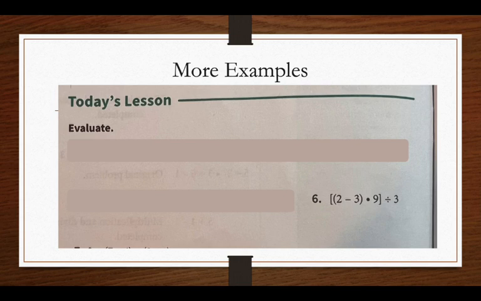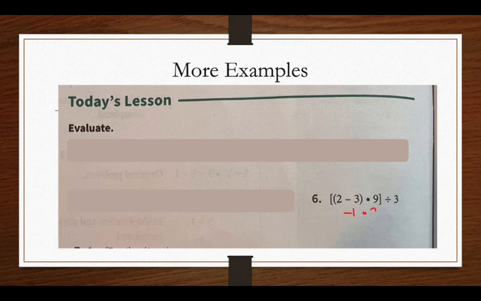All right. What do I do first over here on number 6? Why do I do that first? Well, there are parentheses, so you do the innermost, and the innermost grouping is that one. So what's 2 minus 3? Negative 1. Careful, negative 1.